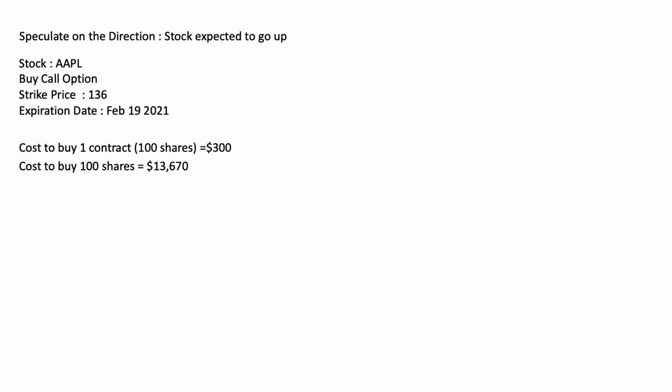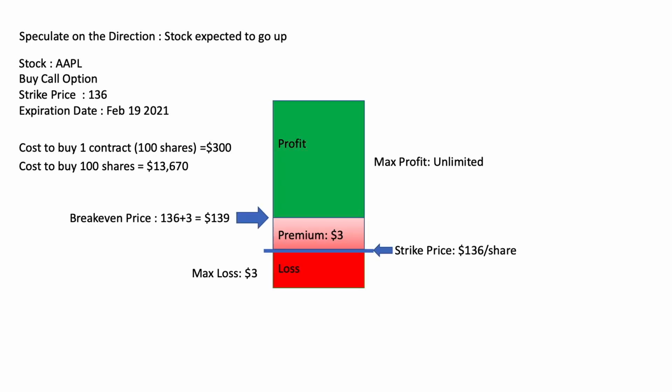Your cost to buy 100 shares is $13,670. So now in this diagram, you can see that your break-even price is $136, or the strike price, plus the $3 premium, or $139. Anything above $139 is all profit. And when you buy a call option, your profit potential is unlimited. The most money you could lose is the $3.